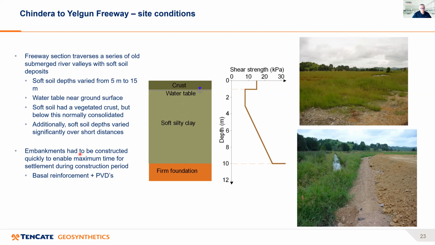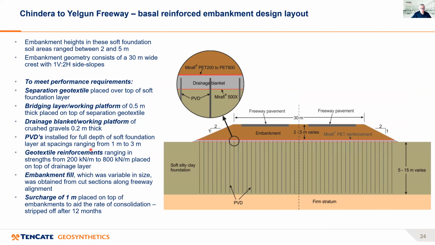Now, these embankments had to be constructed quickly to enable a maximum time for settlement during the construction period, and basal reinforcement plus wick drains were used here. So here's a typical section through the embankments. And again, these embankment heights were from 2 to 5 meters in height. The crest was about 30 meters wide, a dual carriageway freeway, and 1 to 2 side slopes.